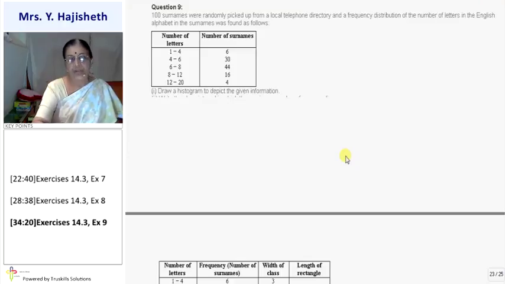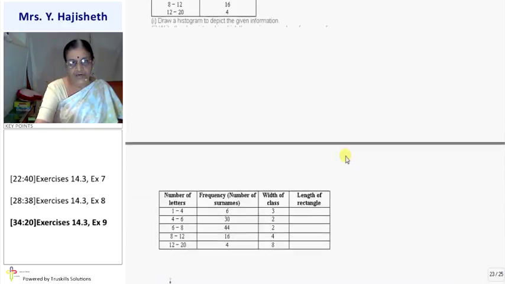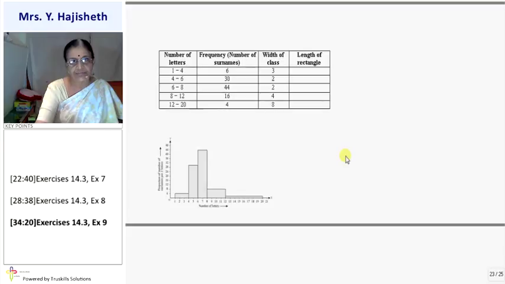Now, here if you find out the class length, width of the class, 1 to 4 में width of the class is 3, 4 to 6 में 2, 6 to 8 में 2, 8 to 12 में 4, and 12 to 20 में 8. So all the classes are of unequal class width. Okay. So these are the frequencies given. So I have to find out the proportional frequency. What is the minimum? Minimum class length is 2, if I am not wrong.